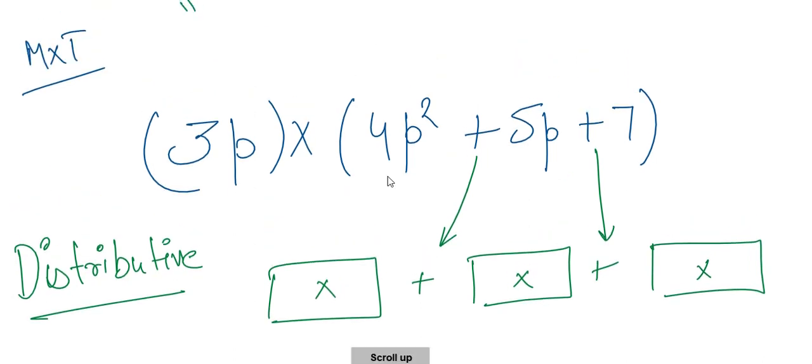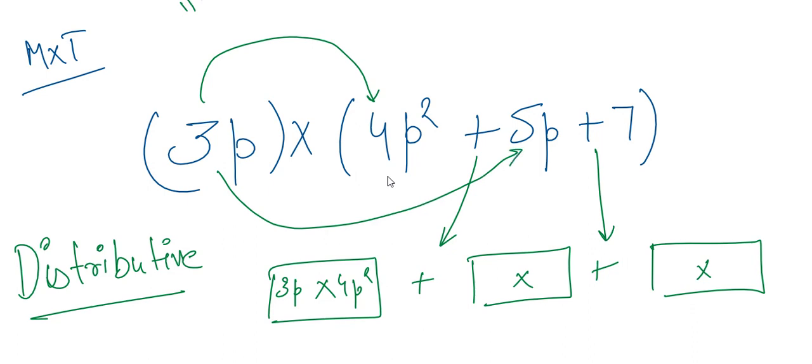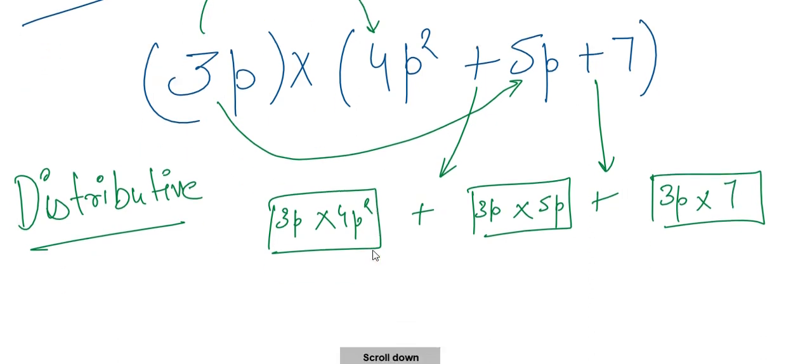So here I would be multiplying 3p with 4p square. Seems clear enough? Fair enough? Multiplying 3p with 5p. And can you tell me the next? Yeah, 3p times 7. So this is what I would get.